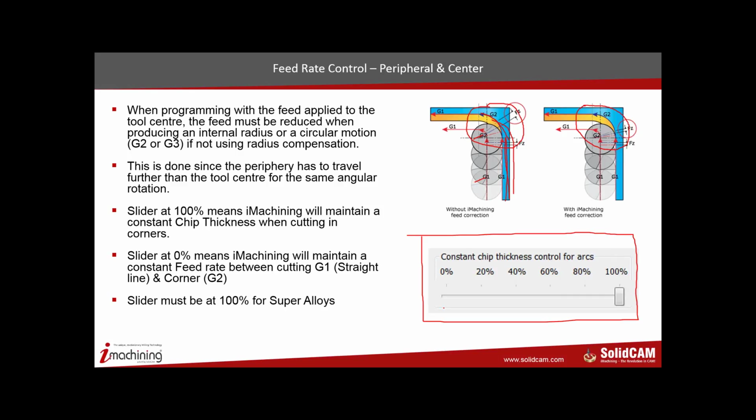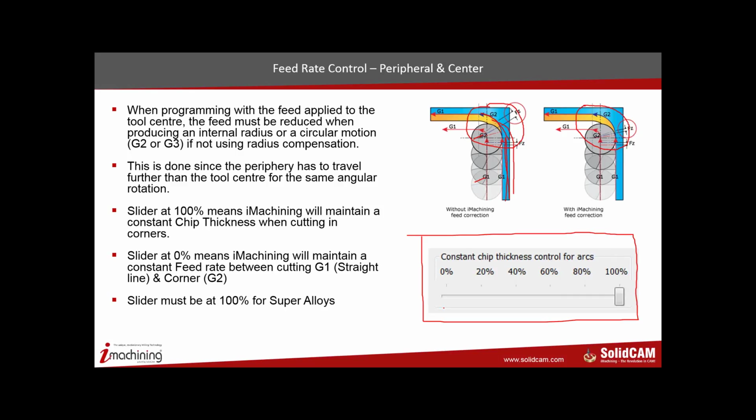The advantage here is that the second process, where the slider is at 100%, the cutting time can go up because the feeds drop down a little bit to maintain the chip thickness. Whereas in the case when the slider is at 0%, the feed rates will remain the same, so your cutting time will go down. But the flip side is that you will get a chip thickness variation, which means that there is a force change that's happening on the tool. So your tool life could suffer a bit.